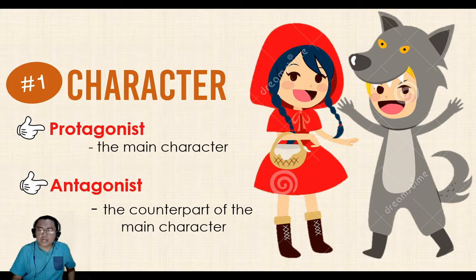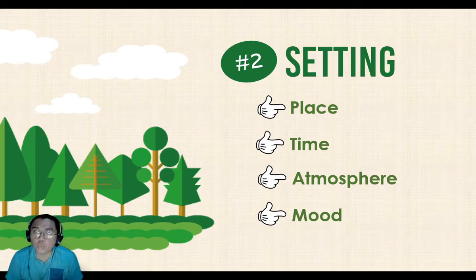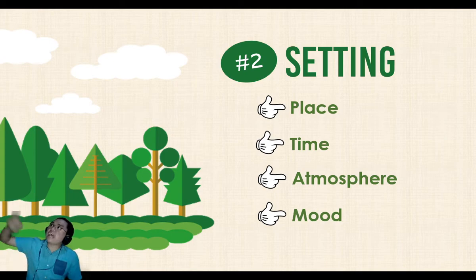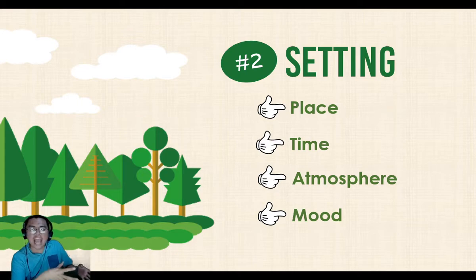The next part of a short story is what we call the setting. Now, the setting answers the question when and where. The setting is composed of 4 things. It can be the place: in a castle far away, deep inside the forest, under the sea, beneath the caves. Those are places. So, if you have a character, you have to put him in a setting where the story can happen. Next one is the time.